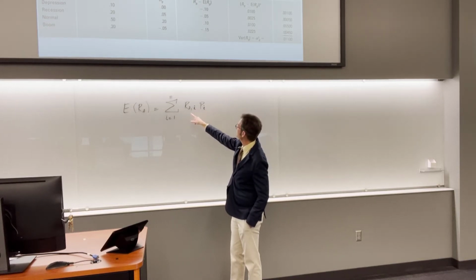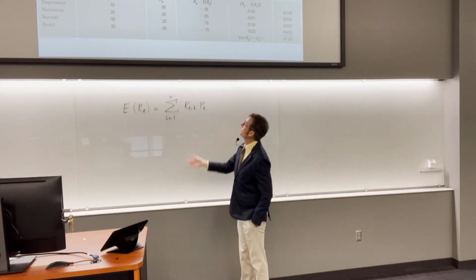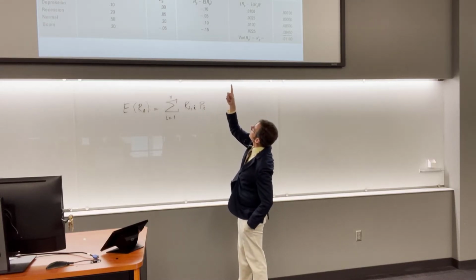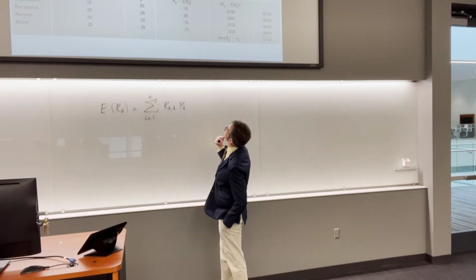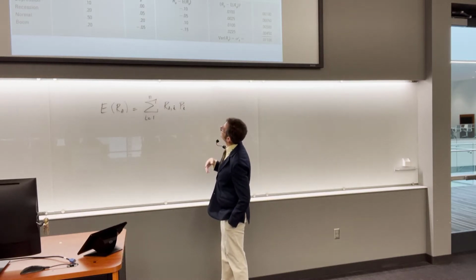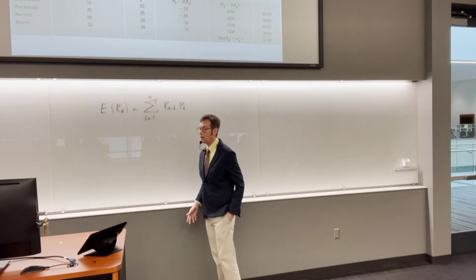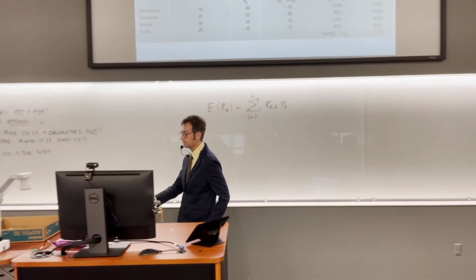0.1. And so what we're going to do is negative 0.3 times 0.1 plus negative 0.1 times, anybody? 0.2. Very good. Thank you, Ms. Hepp. And then 0.2 times 0.5 and 0.5 times 0.2. And we're going to add all that together to get our expected return.